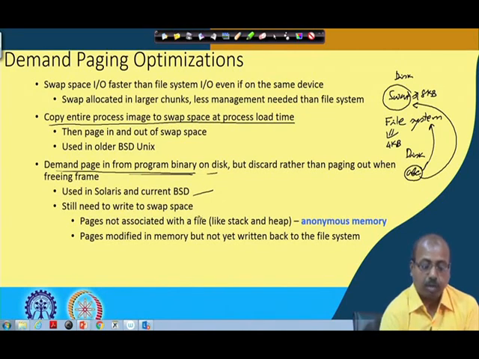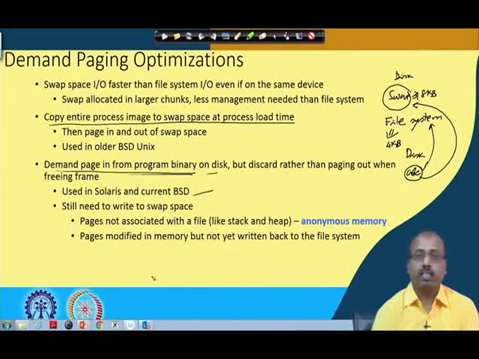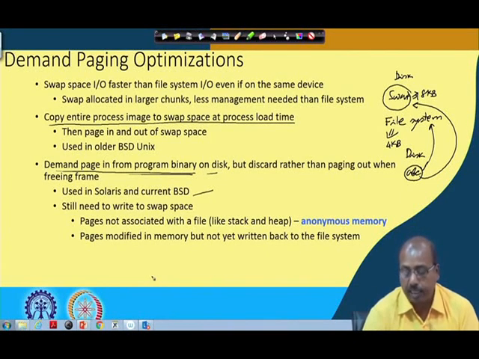Still we need to write to swap space, because of pages not associated with a file, like stack or heap. As you know, when we take the executable version of a program on the disk, we do not have these two spaces, the local variables and the dynamically created variables. They are non-existent at that time and do not have any corresponding memory location. But when the process starts running, this stack and heap are also allocated space. So those blocks are also to be written onto the swap space.